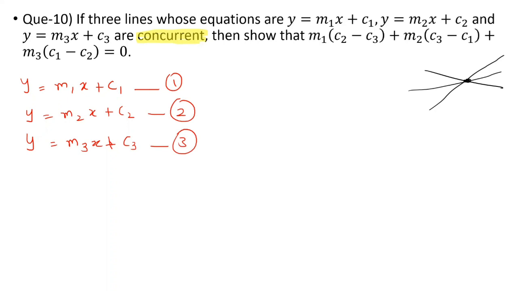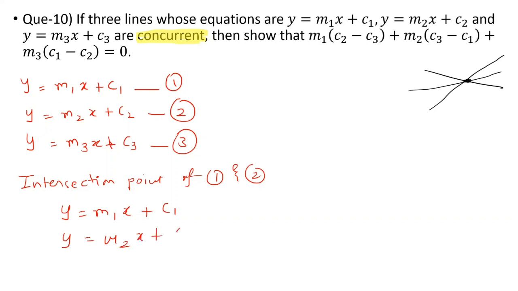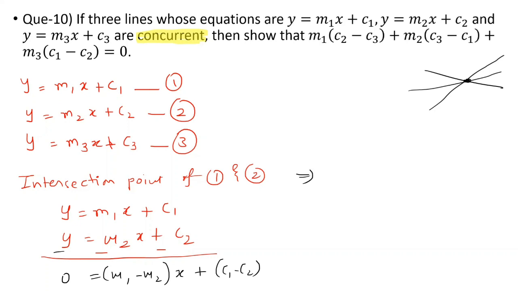Let us find out the intersection point of line 1 and 2. So for that, what I will do, intersection point of 1 and 2. So y is equal to m1x plus c1, y is equal to m2x plus c2. I'll eliminate y, so I'll put minus over here, minus over here. Next, when I solve this equation, I'll get (m1 minus m2) x plus (c1 minus c2) is equal to y minus y, which is 0. If I simplify this expression, I'll get x is equal to minus (c1 minus c2) upon (m1 minus m2).